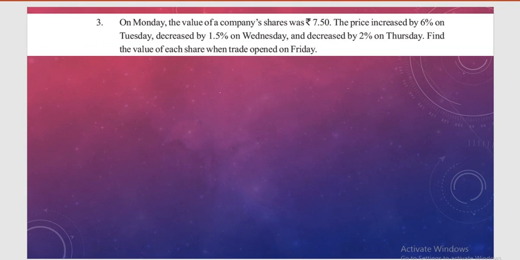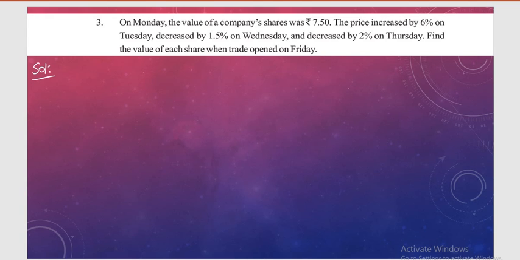Okay, next moving on to question number 3. This is also related to the same previous question. On Monday, the value of a company share was 7 rupees 50 paisa. The price increased by 6% on Tuesday, decreased by 1.5% on Wednesday, and decreased by 2% on Thursday. Find the value of each share when trade opened on Friday.